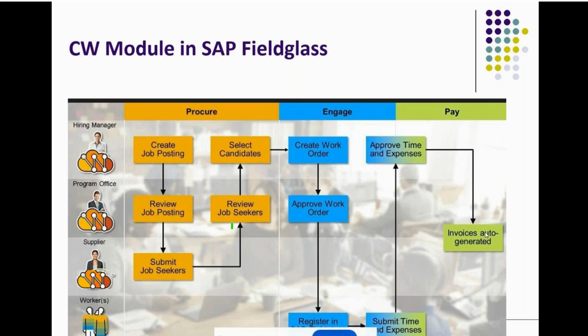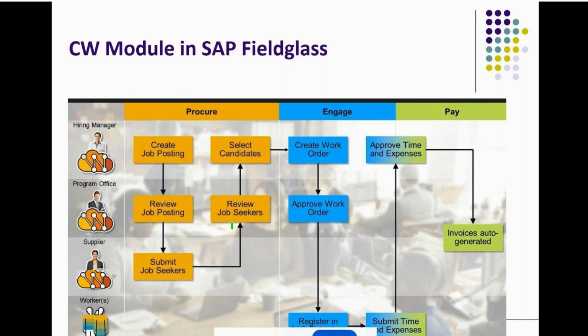Then the worker registers, submits timesheets and works on the project, and submits timesheets and expenses that are approved by hiring managers and others, if any additional approval is required. Once they get approved, the invoice is generated. So for invoices also, there are two types now.